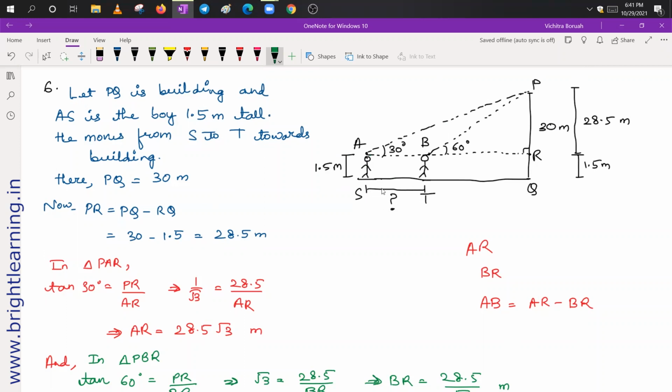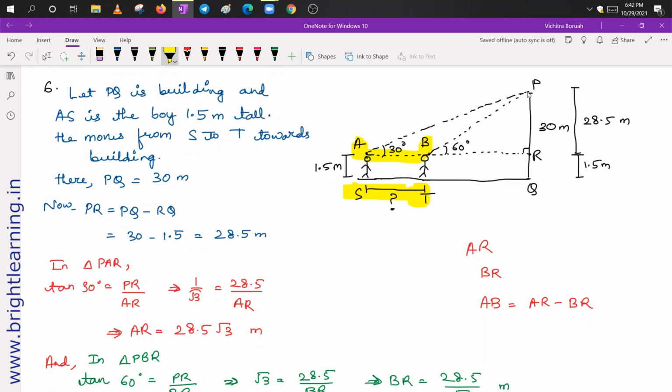To find this distance, this ST, the length of this ST will be equal to the length of this AB. Okay, so to find this length AB, we have to subtract length BR from length AR. So we'll have to find these two lengths, that is BR and AR.